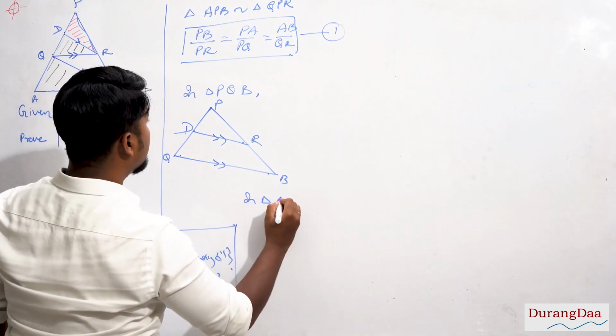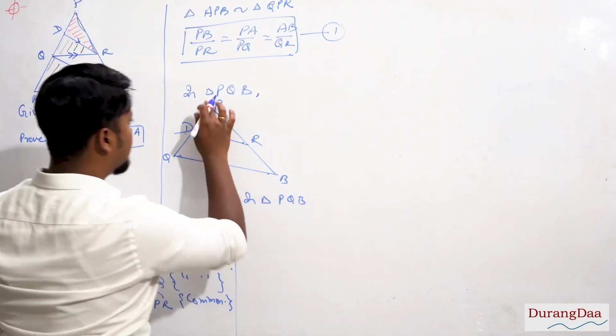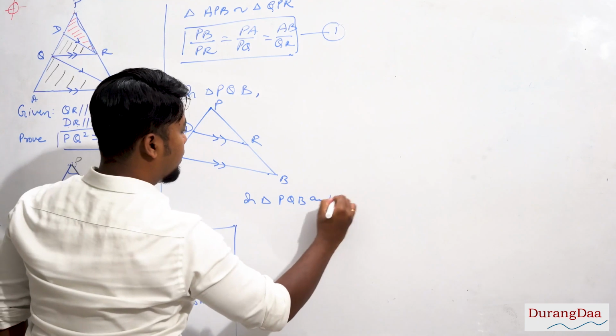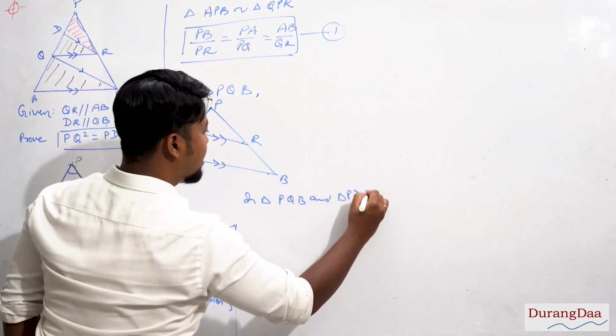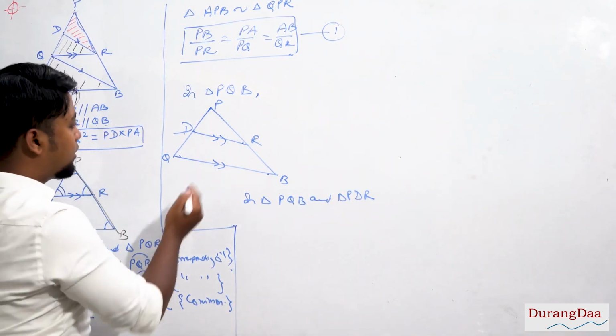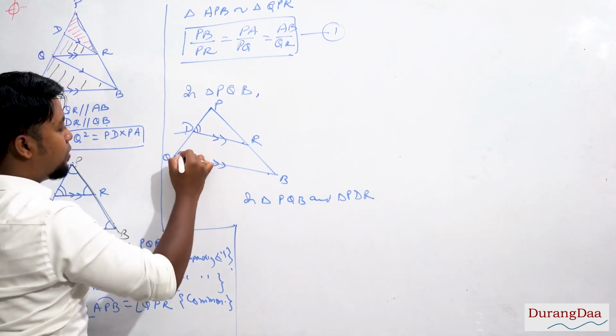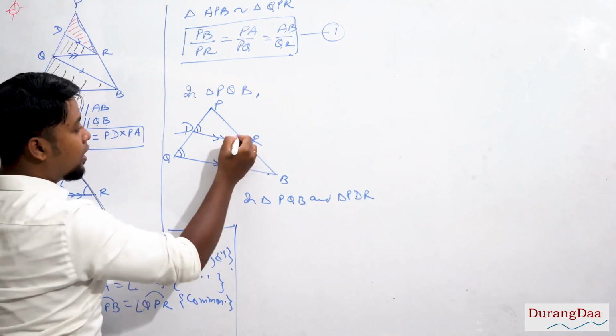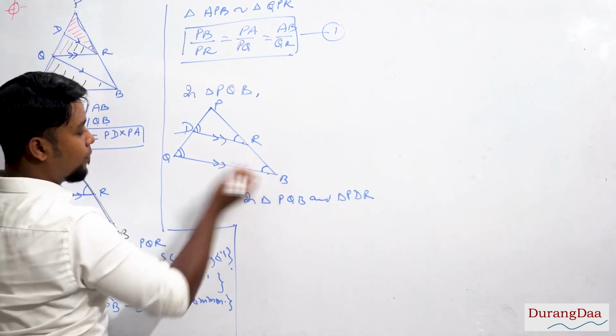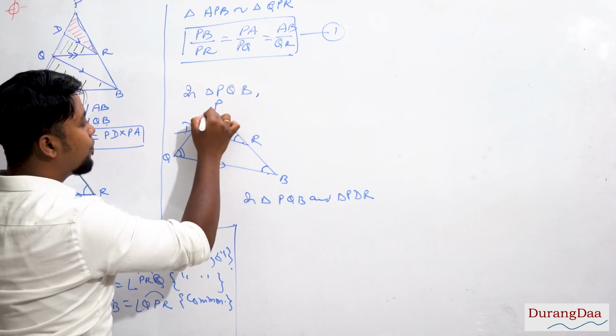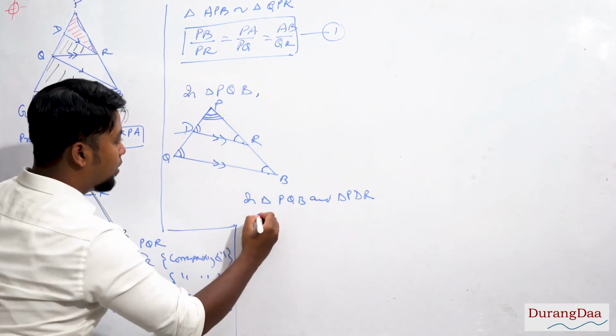In triangle PQB, this bigger triangle, and triangle PDR. Since both the lines are parallel, this angle has to be equal to this angle, corresponding angles, and this angle is equal to this angle, again corresponding, and this would be common. Let me write it here.